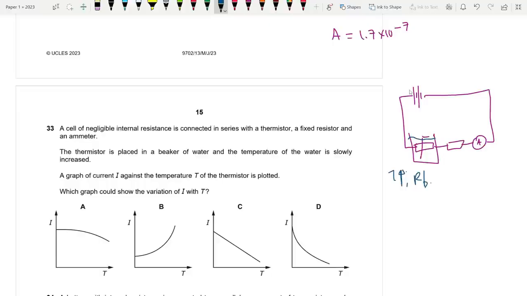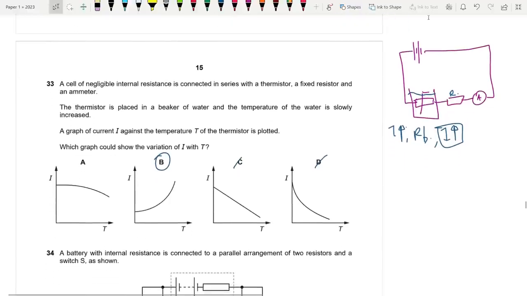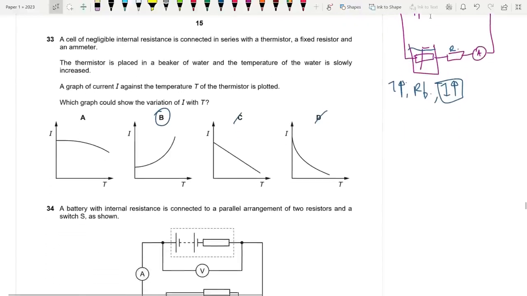A graph of current against temperature of the thermistor is plotted. As temperature increases, resistance will decrease, and as a result, less resistance means increased current because the other resistance remains constant. So since temperature increases, resistance decreases in the circuit, total current increases. So over time, current must increase. The only possibility is B actually. The others are wrong because they all show a decrease in current reading as temperature increases.